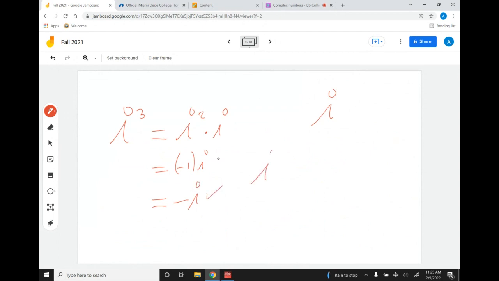Let's say you have i to the 4th. Well, what is that equal to? i squared times i squared. And each i squared is equal to -1. So when you multiply two negatives, it gives you +1. Let's continue with this idea.